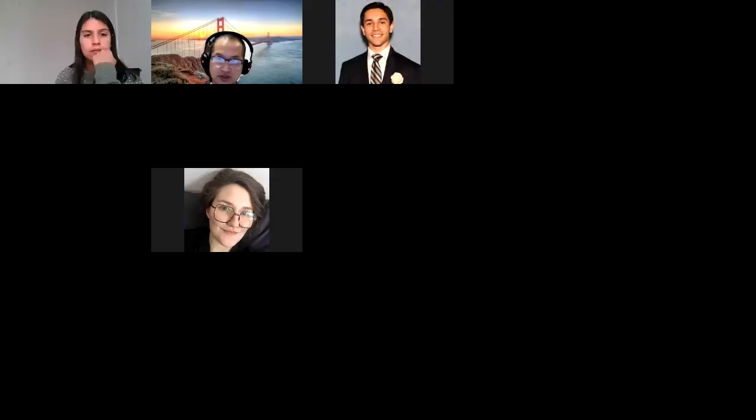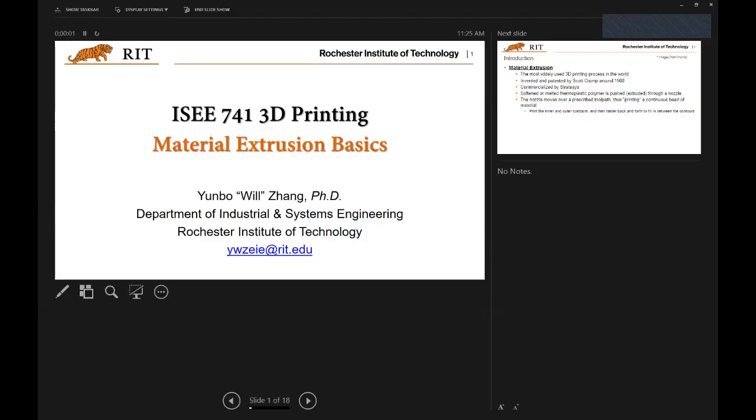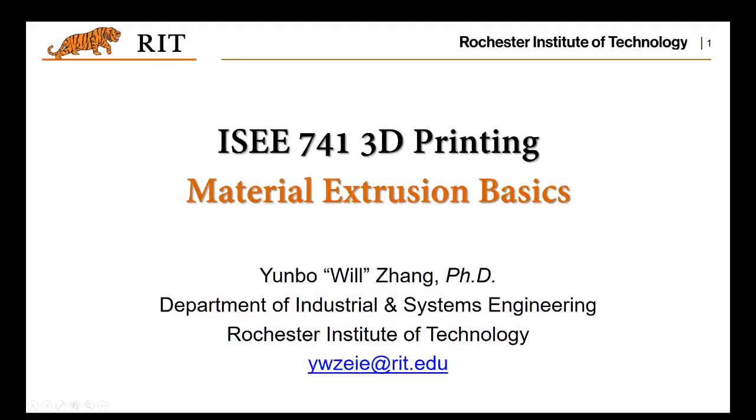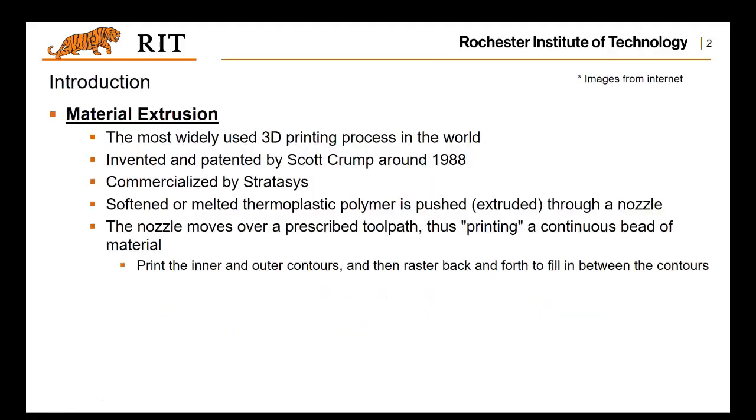Okay, let's continue and talk about fused deposition modeling. The fused deposition modeling is obviously the most important process for the material extrusion. And basically, this process utilizes softened or melted thermoplastic polymers, and the material comes through a nozzle, and the nozzle moves over a predefined path, and then it will print a continuous trace of the material for one layer.